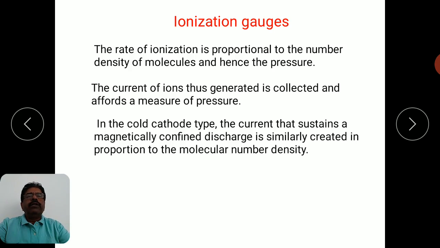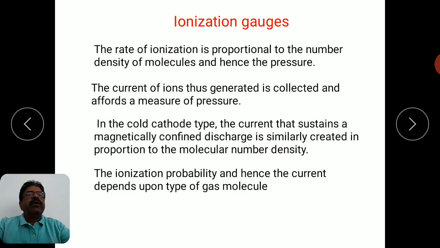In the cold cathode type, the current that sustains a magnetically confined discharge, we have already discussed earlier. So we have seen that the current that sustains the magnetically confined discharge is similarly created in proportion to the molecular number density. This type we have already studied, and in this lecture now we are going to study the hot cathode type.